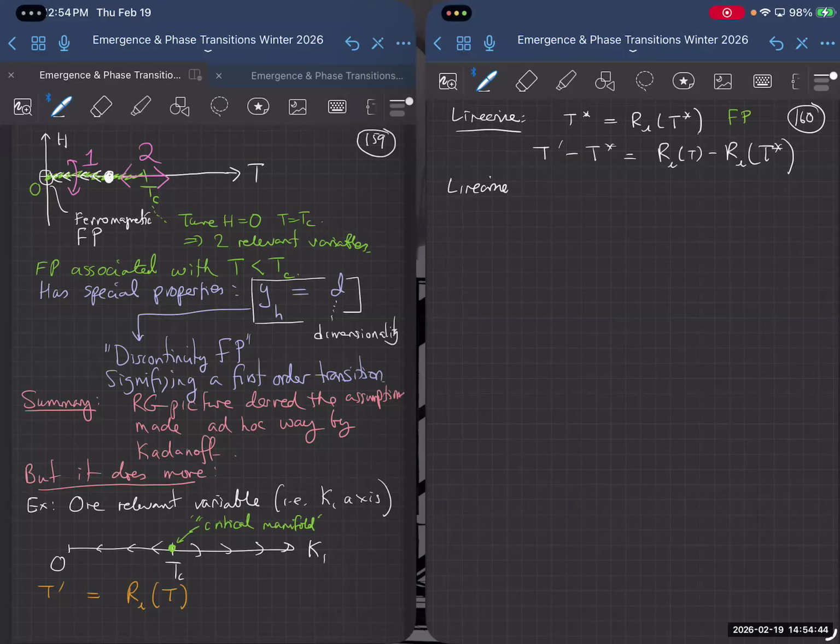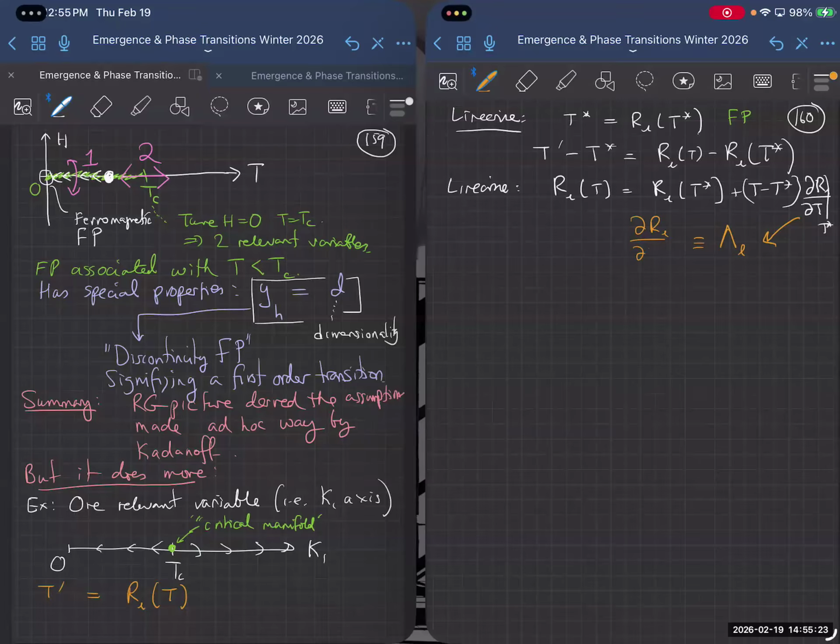So I'm going to expand RL of T is equal to RL of T star plus T minus T star times the derivative with respect to T evaluated at T star. So that's what I'm supposed to do. And I'm going to call this variable lambda sub L, just to write it out fully, dRL by dt evaluated at T star.